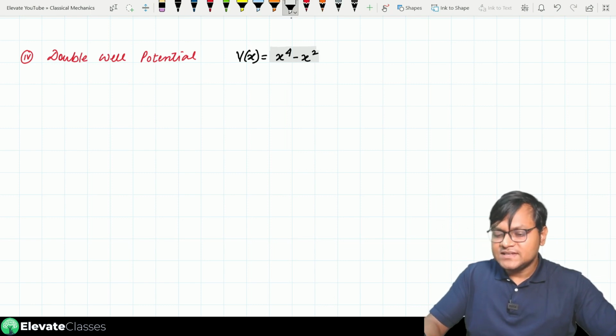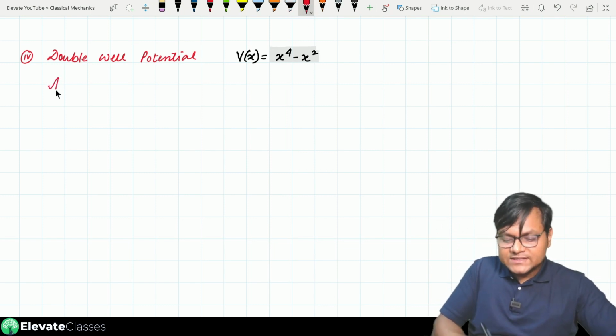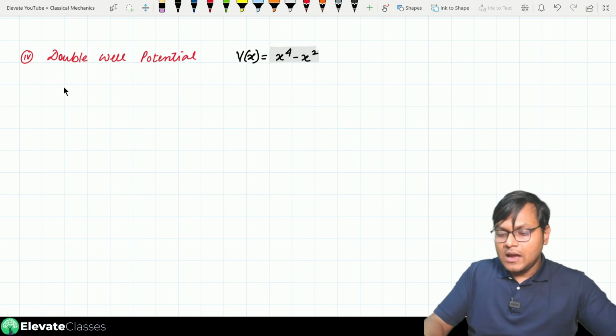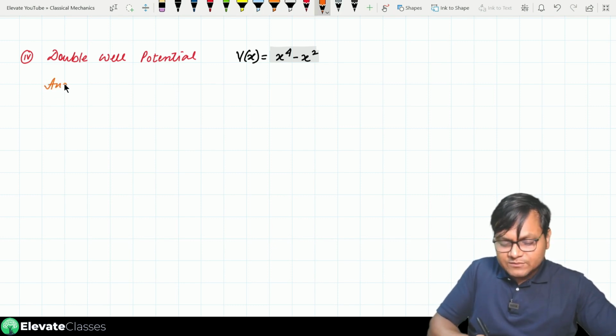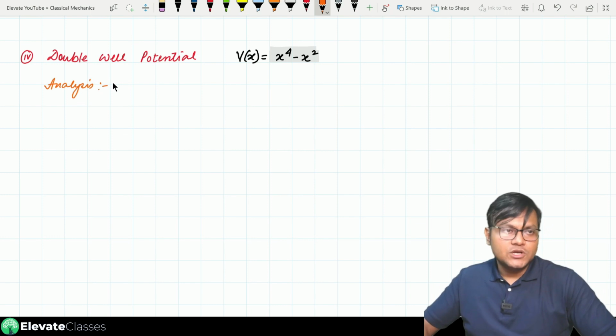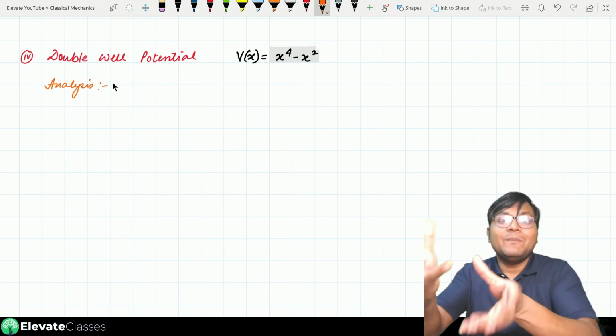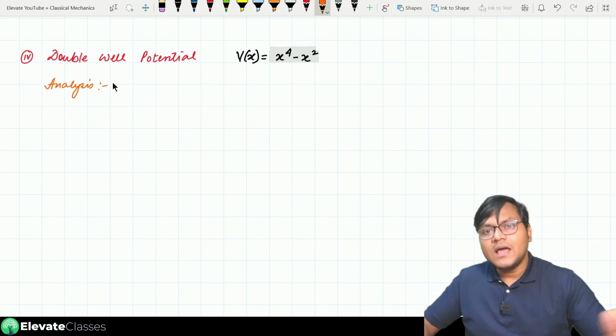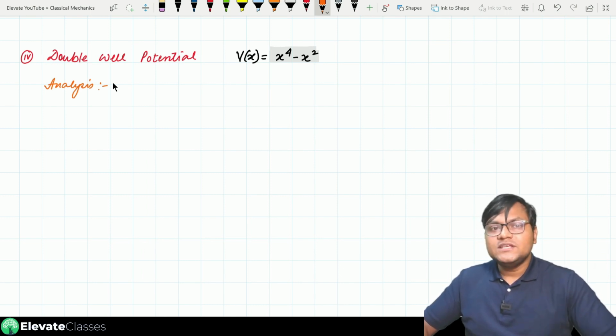Let us do a small analysis of how we can analyze any potential diagrammatically. See, many times what happens is that if you go into an examination, you might not be given a diagrammatic representation of the potential. No, you might be given a mathematical function of the potential. Then what do you do? Well, the first thing that you do is you try to look at the extremum points.